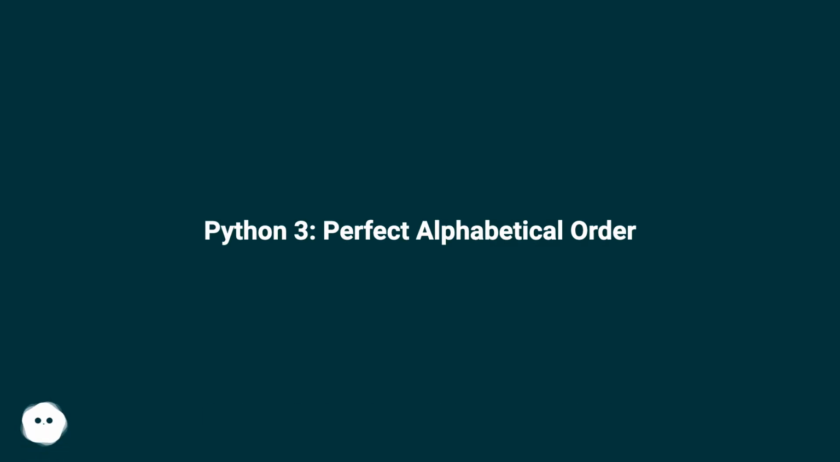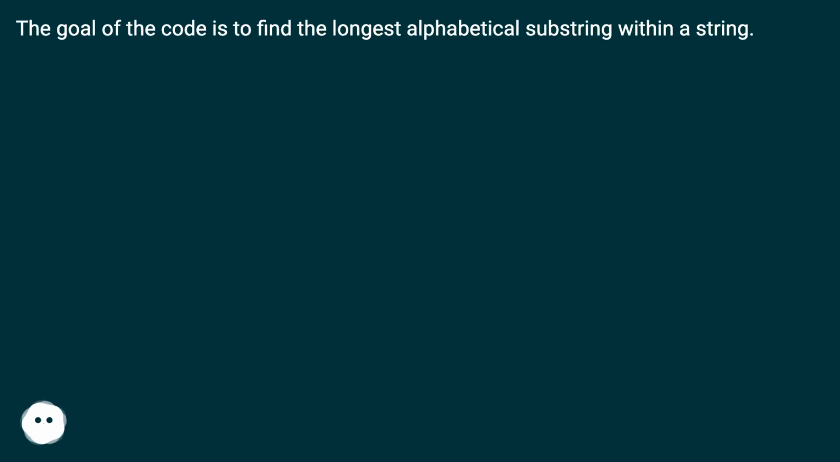Python 3, perfect alphabetical order. The goal of the code is to find the longest alphabetical substring within a string.